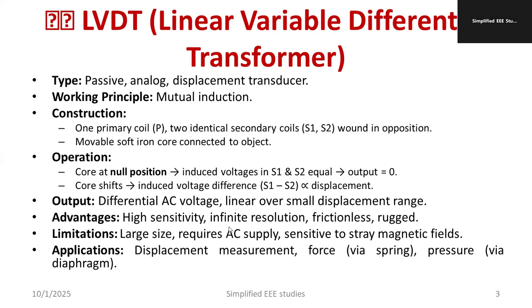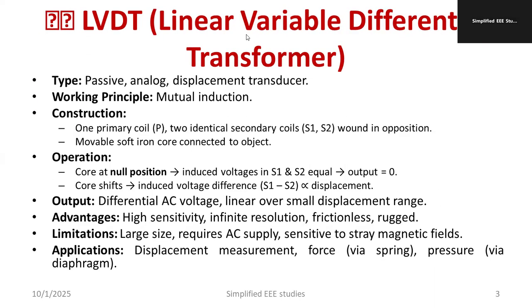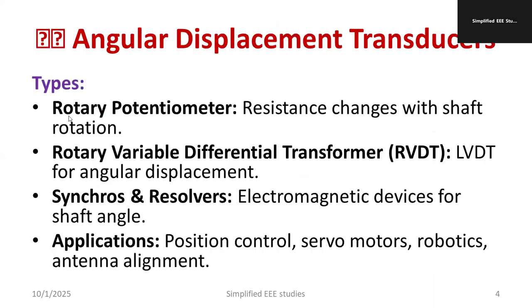The plus points are high sensitivity, infinite resolution, frictionless operation, and rugged construction. Regarding the drawbacks: large size, requires AC supply, and sensitivity to stray magnetic fields, which may cause some errors. Applications: displacement measurement, force measurement, pressure measurement, etc. Regarding the angular displacement transducer, the linear variable differential transformer is very, very important. So try to point out these important segments: passive transducer, analog displacement transducer, etc. Peculiarity, working, construction, operation, output, everything, please go through it.